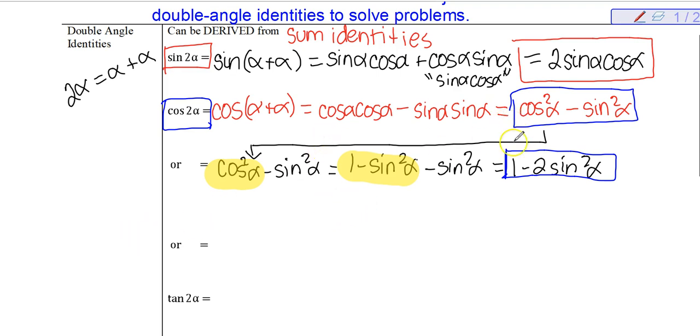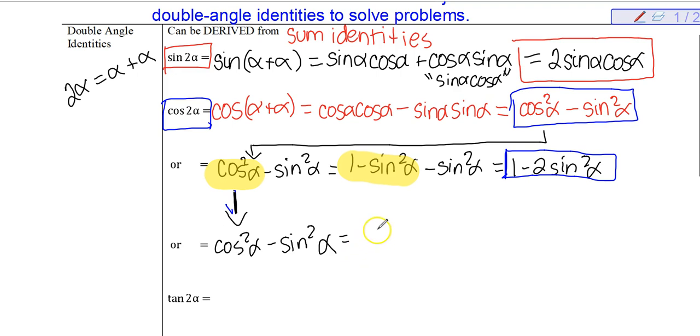Okay, so let's take a look at this last one. I'm again going to start with this same expression, cosine squared theta minus sine squared theta. And I'm going to write another version of the double angle for cosine, which looks like, what do you think? What could I replace? Sine squared with 1 minus cosine squared.